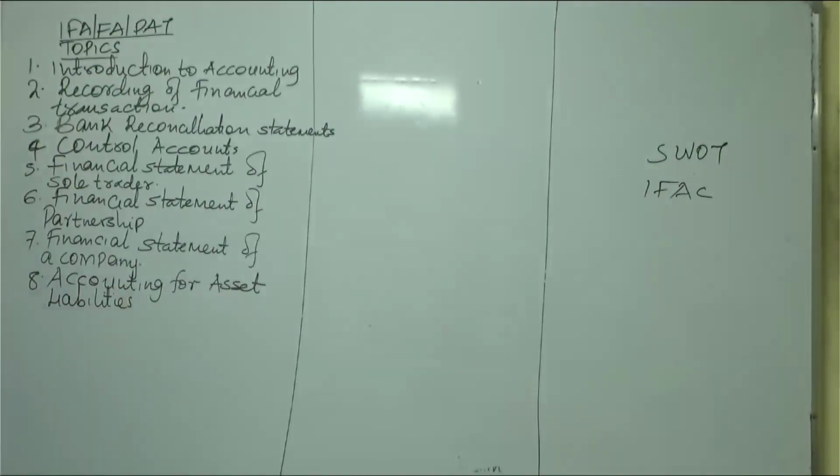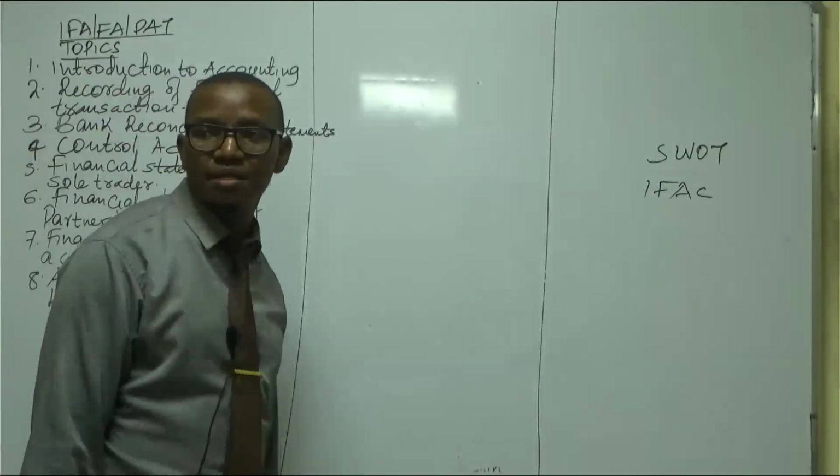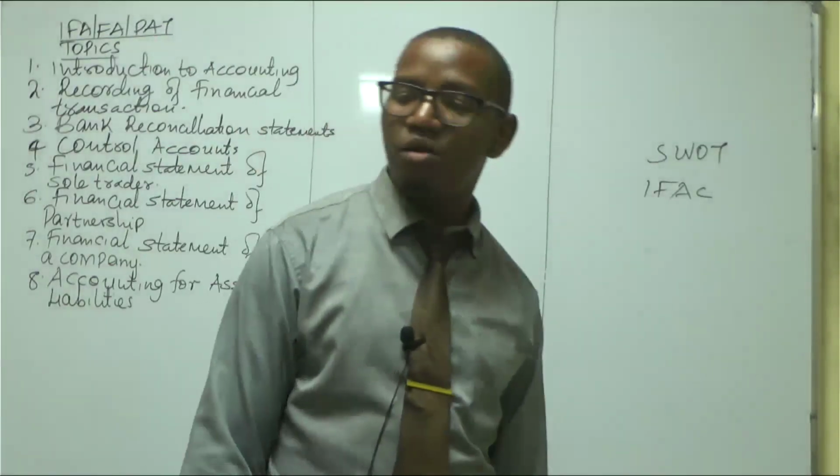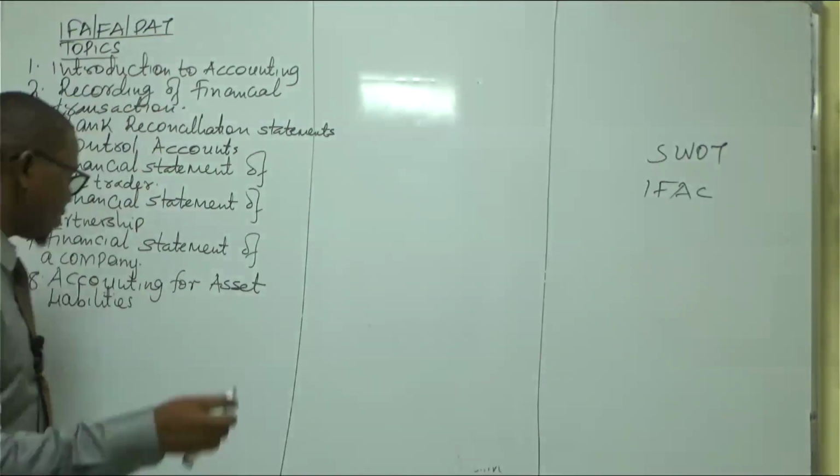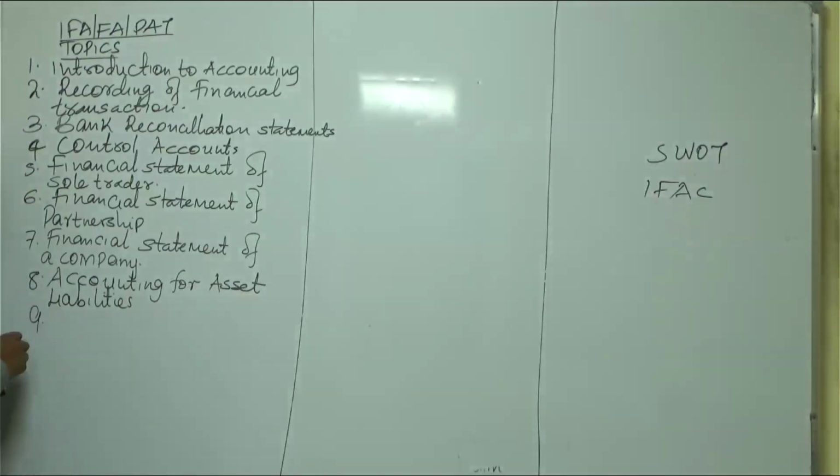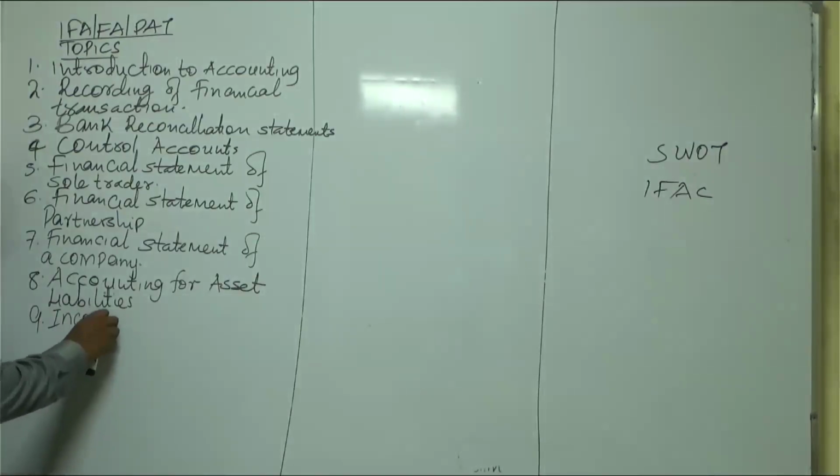How do we account for the non-current assets? And also, how do we account for the liabilities? Number 9. We'll also talk about incomplete records.